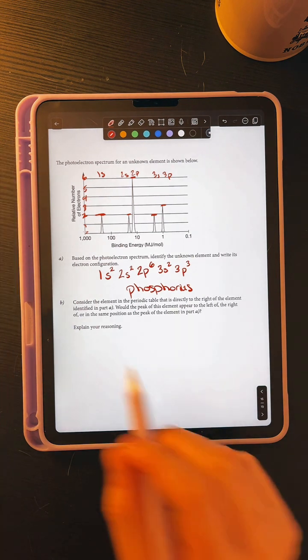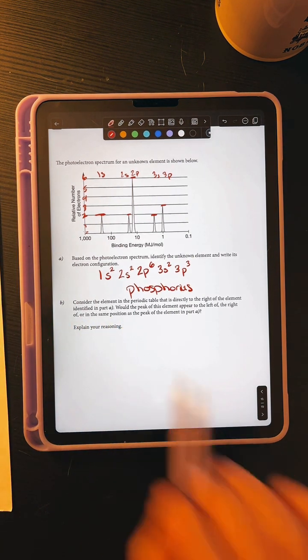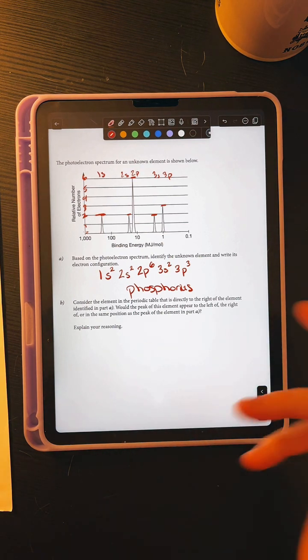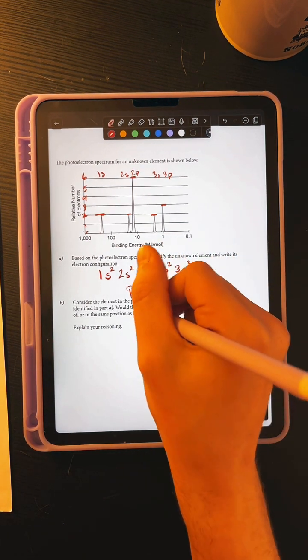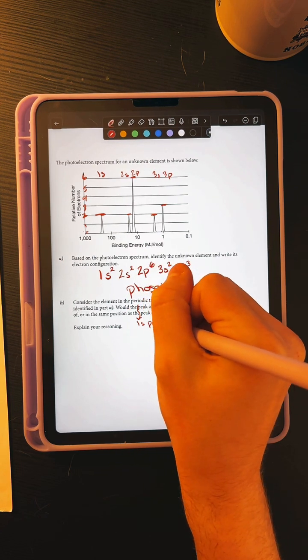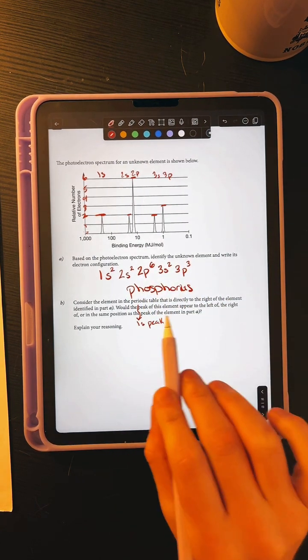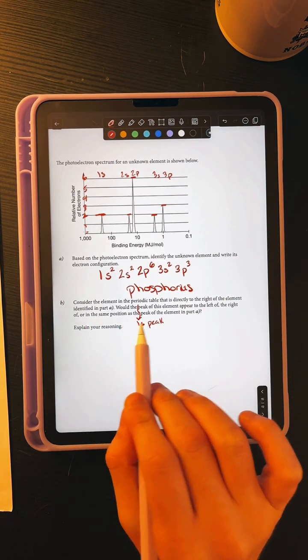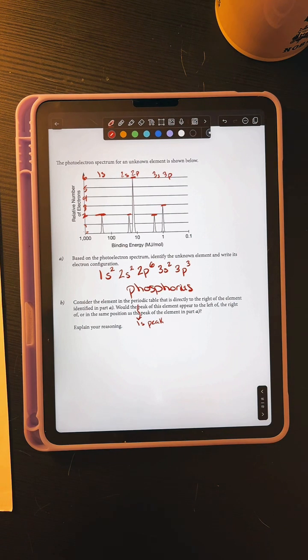All right. B, consider the element in the periodic table that is directly to the right of the element identified in part A. Would the peak, so there's a typo here. This should say, would the 1s peak? So I'm just going to do would the 1s peak of this element appear to the left of, the right of, or in the same position as the 1s peak in the element in part A.